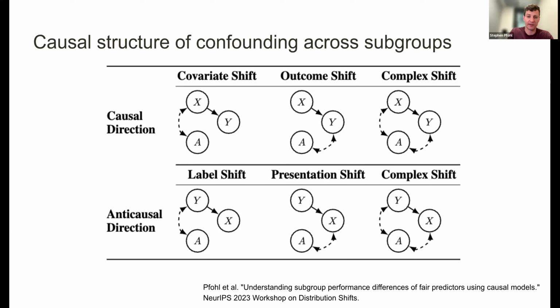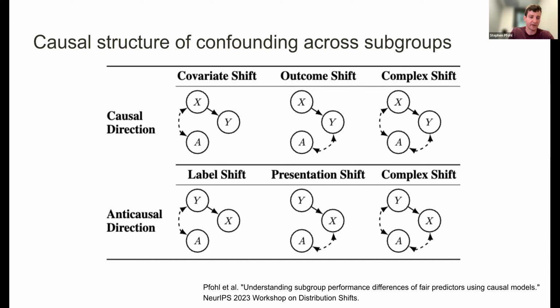And so for example, we can use these graphs to reason about distribution shift. In the top left graph, which is this covariate shift graph, we're assuming that the mechanism that generates Y from X is the same for all subgroups, but the distribution of X differs across groups. And in the outcome shift graph immediately to the right of that, we're assuming that the mechanism by which Y is generated across subgroups differs, but the distribution of X is the same across groups. And the complex shift graph takes both of these things into account.